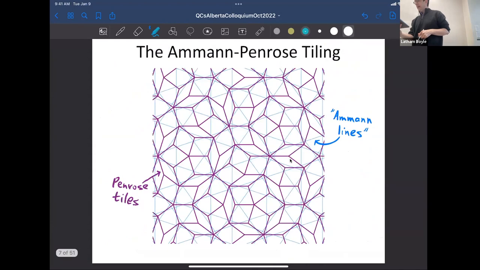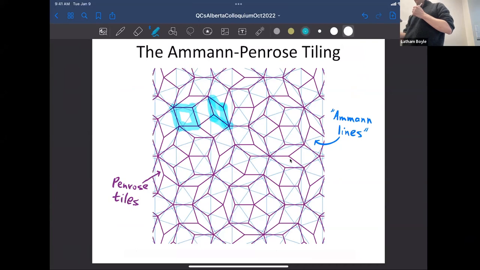Okay, and here's yet another way that was discovered by Ammann. If you ignore the blue lines here for starters and just look at the purple lines, it's just another copy of the Penrose tiling. The purple lines form, you'll just see fat and thin rhombuses. And now, what are the blue lines?